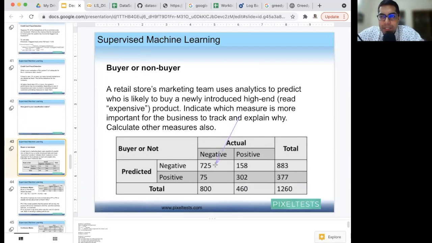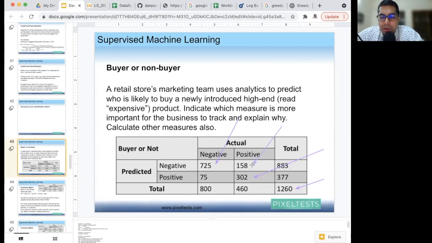725 folks never purchased my product. Positive: 302, I predicted that they would purchase, and they actually purchased, of the total 1260. And you also know how to do this using the cross tab method. Positive, negative. So let's look at this guy.